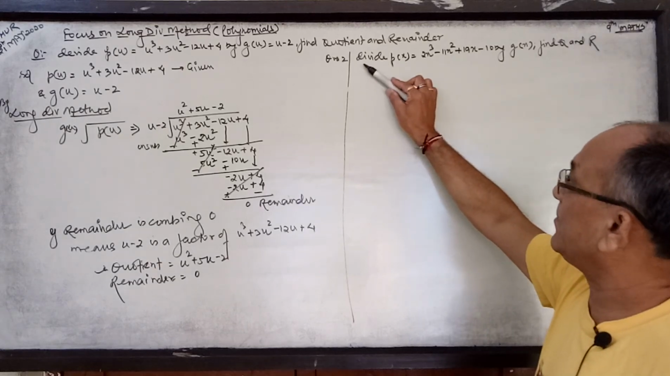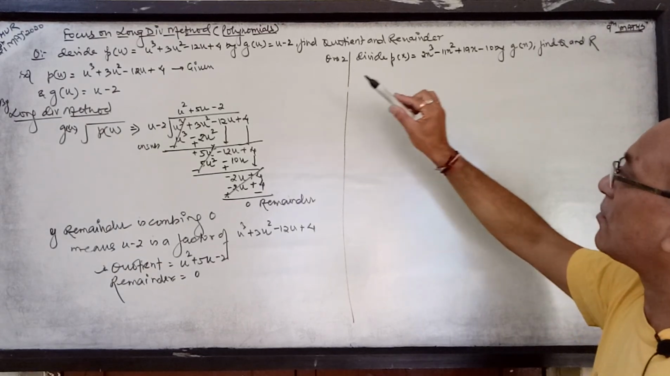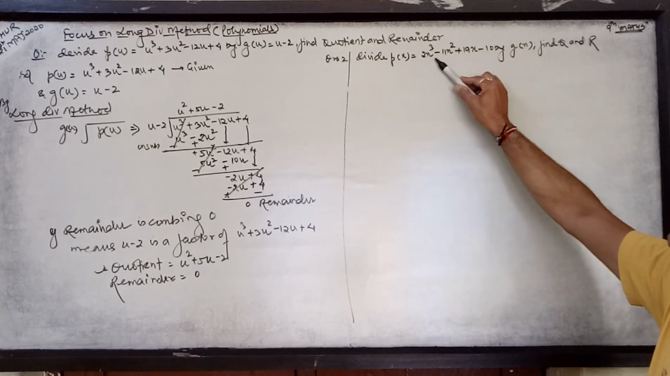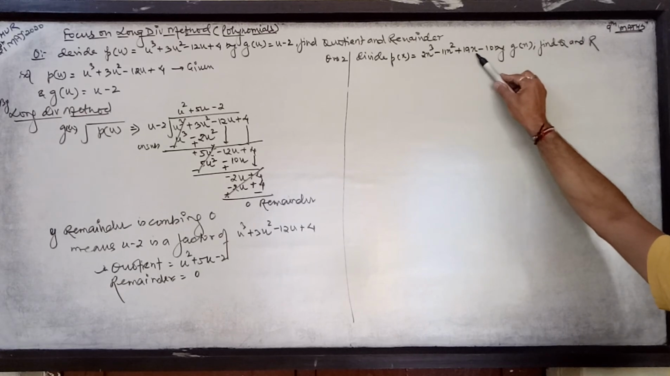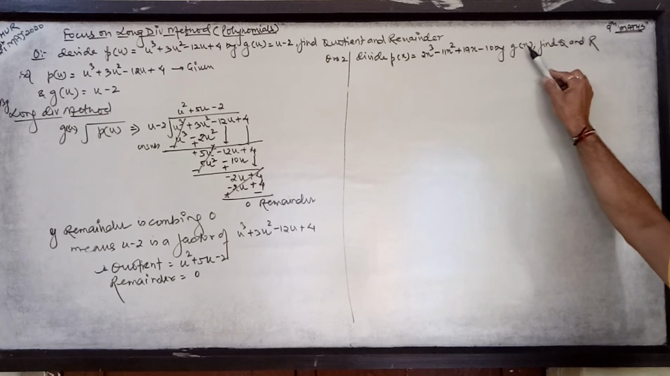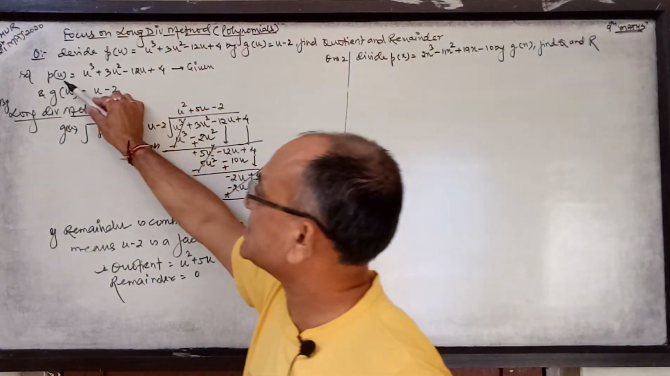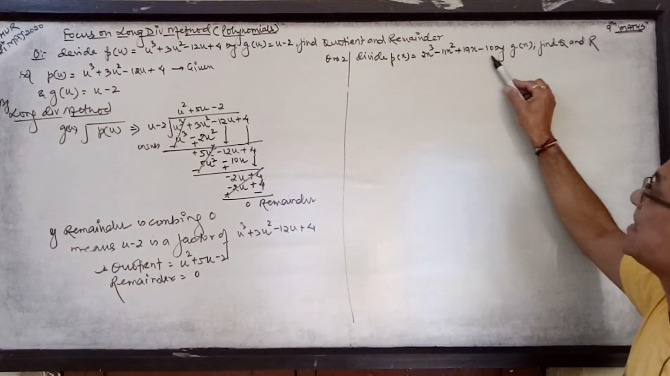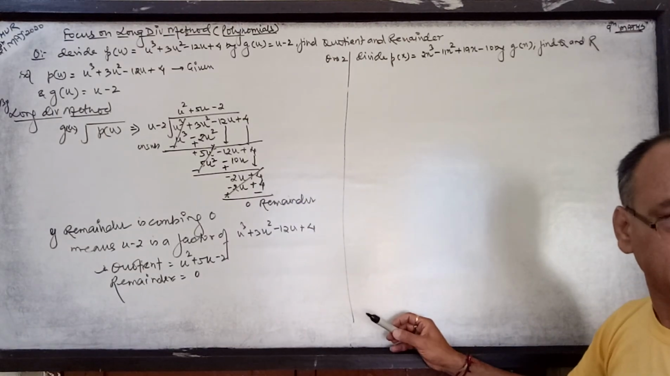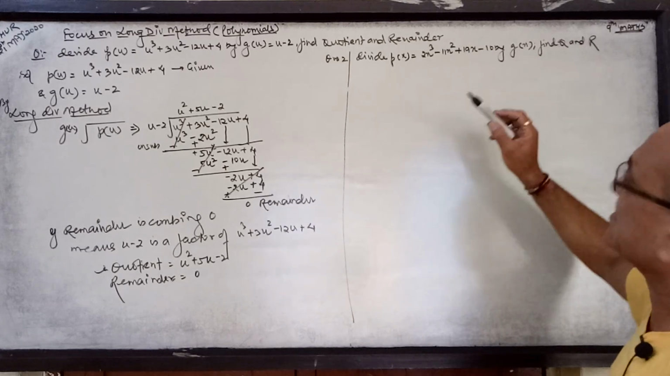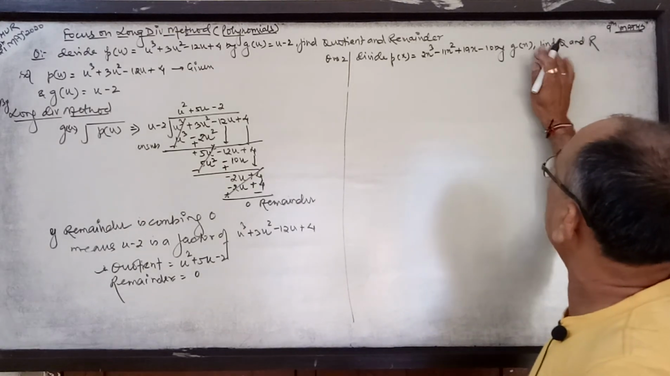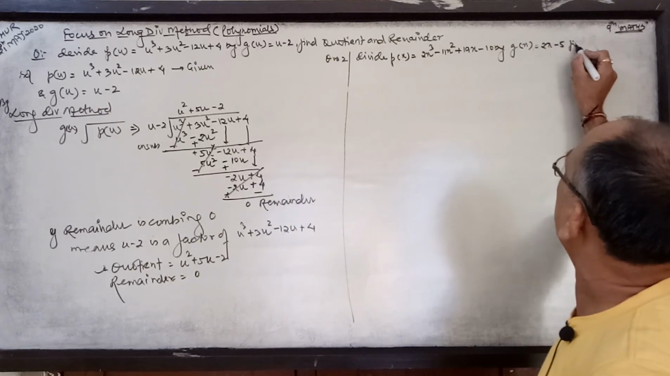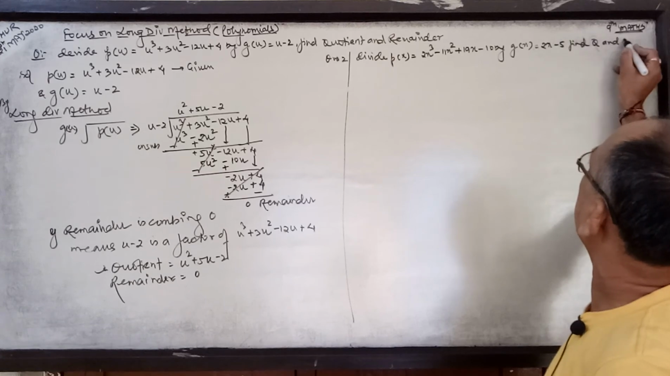One more question I am again taking for this long division method. Now the question is, divide p(x) = 2x cube minus 11x square plus 19x minus 10 by g(x). The previous question was given in the u variable; here it is given in x, a polynomial in x. And g(x) = 2x minus 5, then find the quotient and remainder.